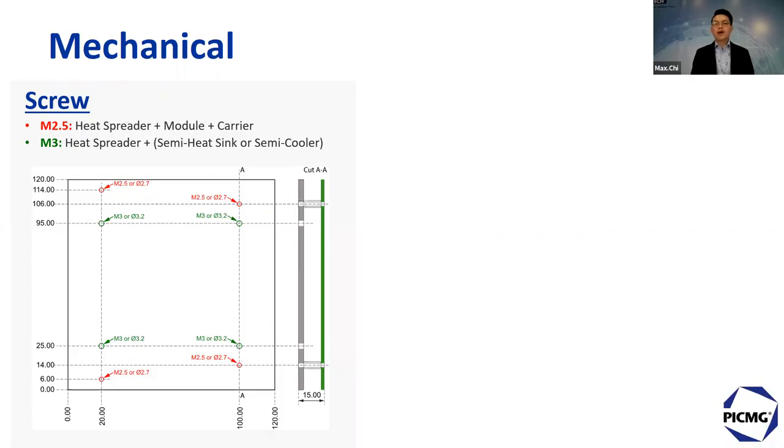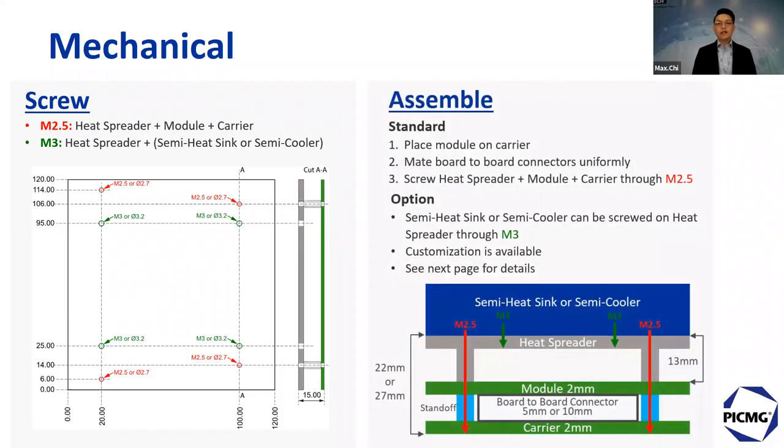You might be curious about how the system will be assembled. As in the picture on the right-hand side, first, we place the module on the carrier. Second, we mate the board-to-board connectors uniformly. And third, you assemble the heat spreader, module, and carrier board all together with the mentioned M2.5 screws. And that would be the standard thermal solution, or standard mechanical, that COM-HPC defines.